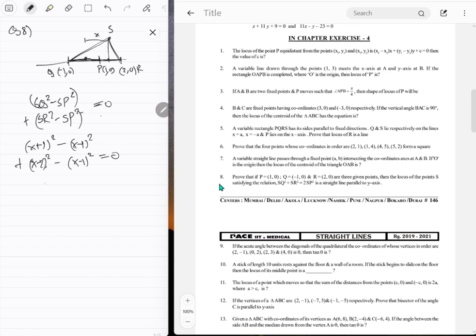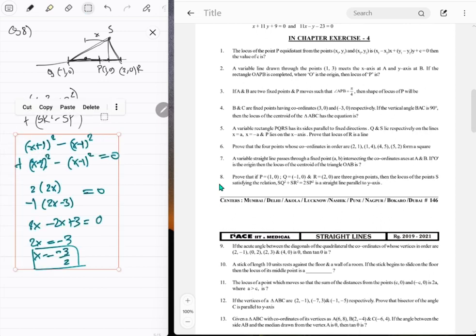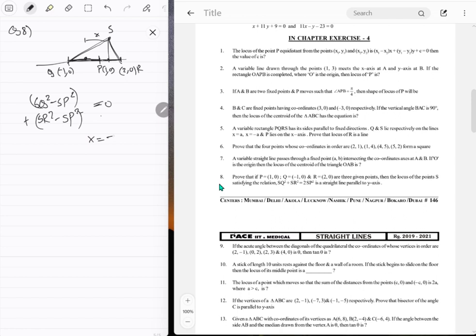And this will cancel out, and subtract 2, add 2x, subtract minus 1, add 2x minus 3 equal to 0. So 4x minus 2x plus 3 equal to 0. In other words, 2x equal to negative 3, or x equal to negative 3 by 2. That's the thing, x equal to negative 3 by 2. This is our final solution.